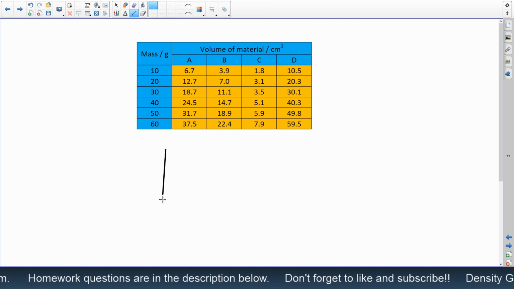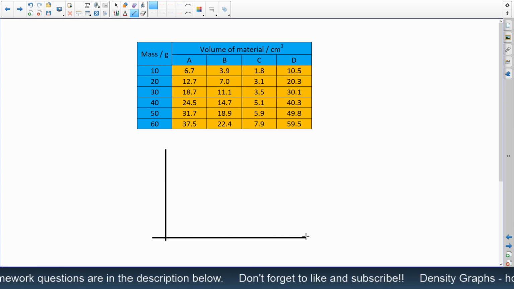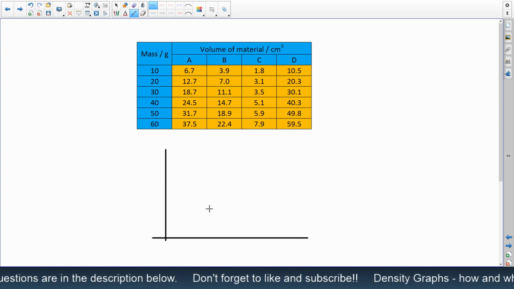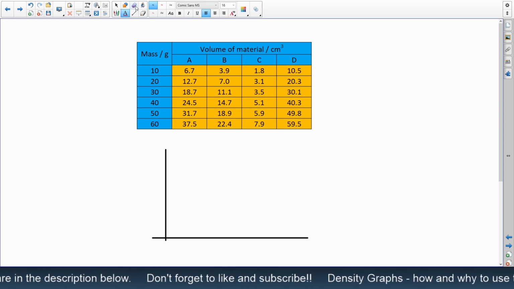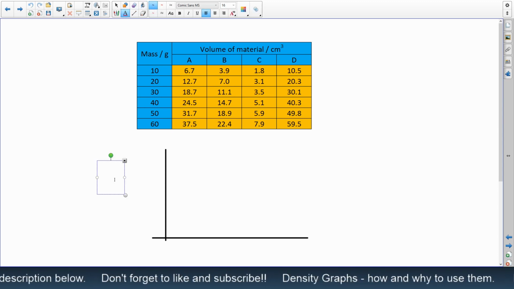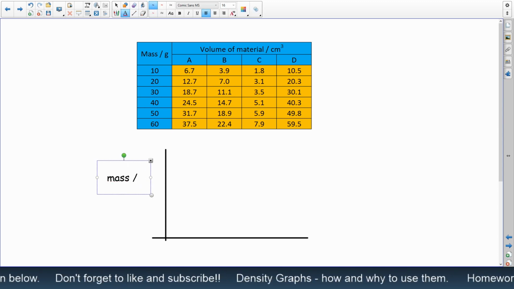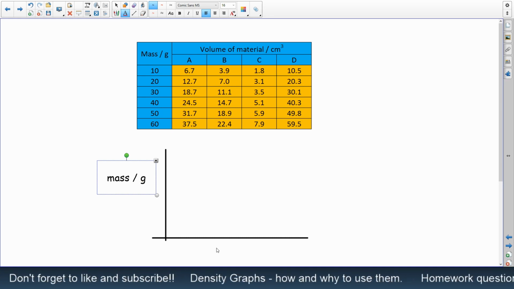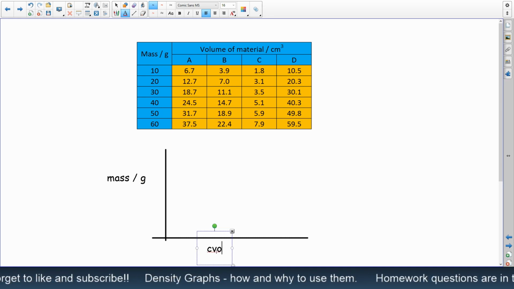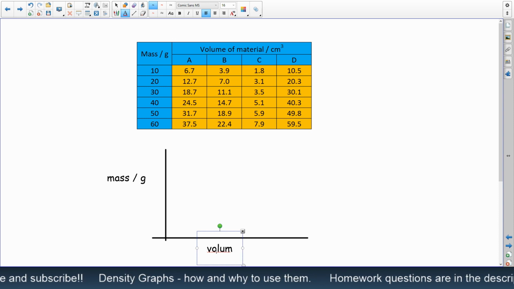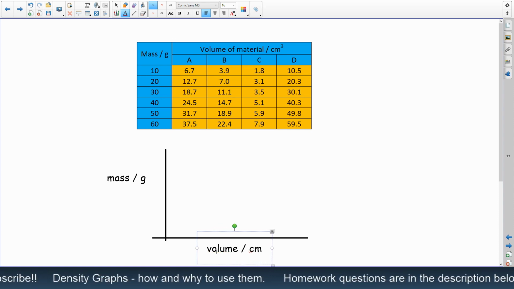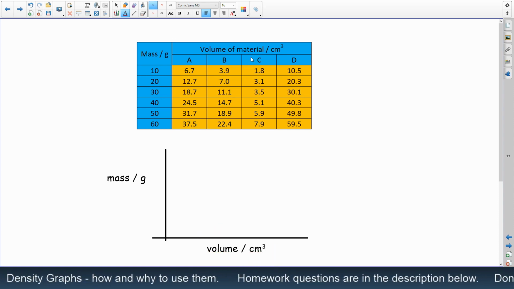So what I'm going to do is I'm going to draw a graph. Now, normally you would expect to put mass across the bottom because it's our controlled variable, but we're not going to put mass across the bottom, we're going to put mass up the side. I'm going to explain that to you in just a second. We're going to put mass up the side in grams, and we're going to put volume across the bottom, and we're going to put the volume in centimeters cubed, just as it says in here.